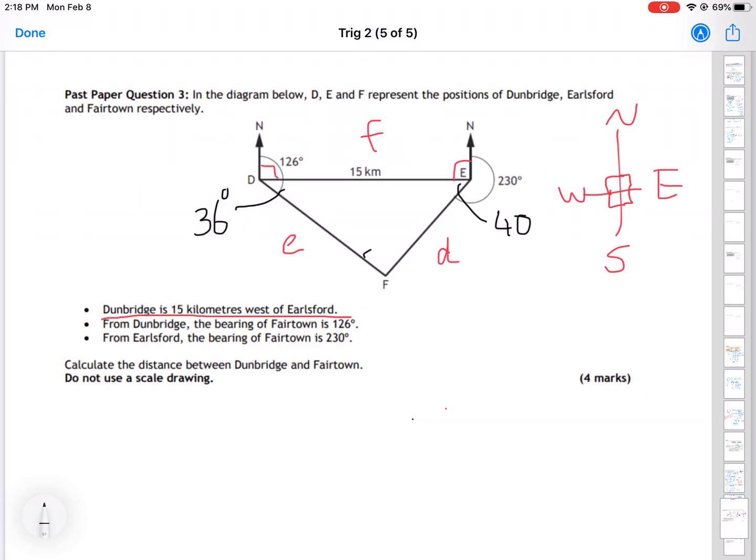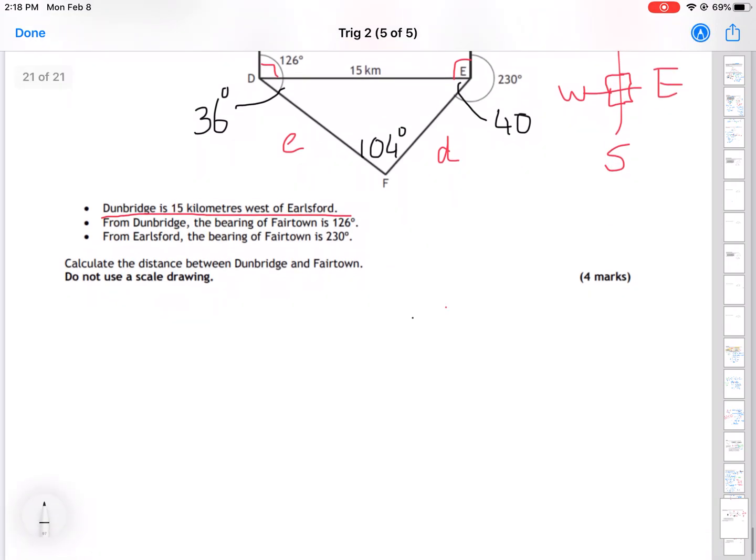Lastly, we can find out the angle at F, which we are going to need within the calculations, because we're looking at F and F being corresponding angles and sides. If we do 180, take away the 2 angles within the triangle, the 36 and the 40, we get 104 situated at angle F. So that'll give us everything we need to know, and the reason the bearings were used here was so you could calculate the angles on the inside of the triangle.